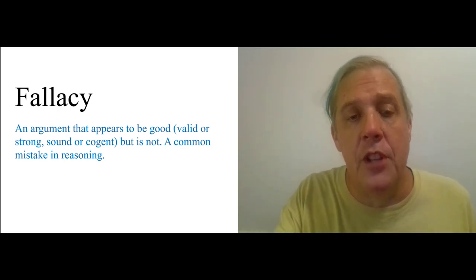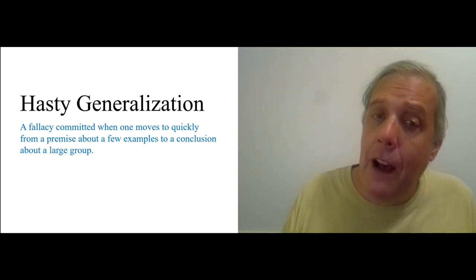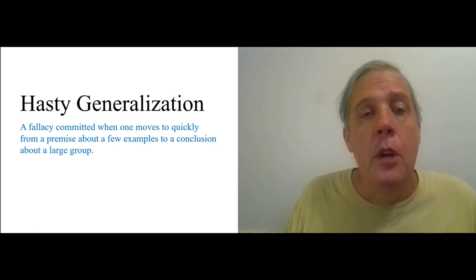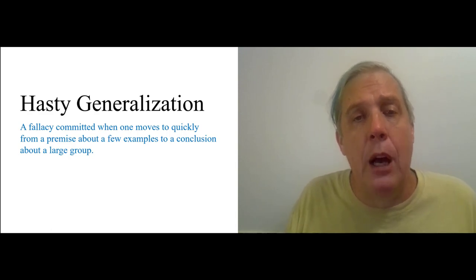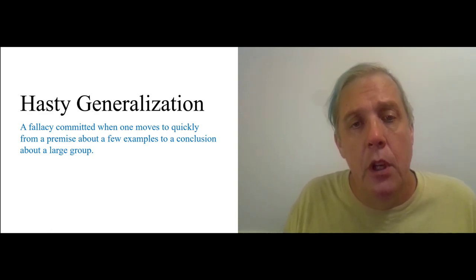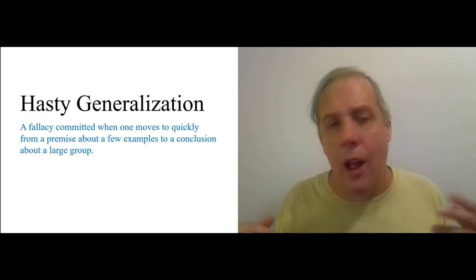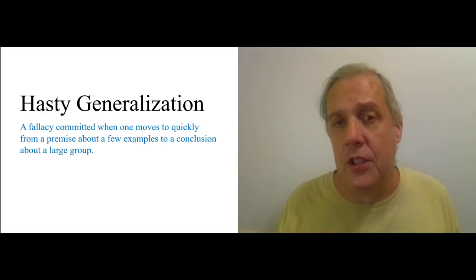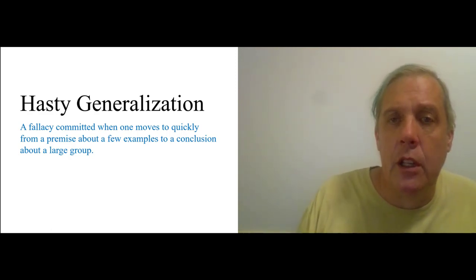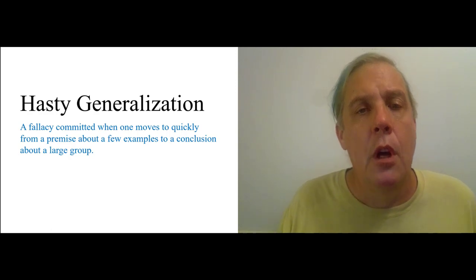So here's a simple example. Hasty generalization: a fallacy that is committed when one moves too quickly from a premise about a few individuals to a conclusion about a large group. And so that's an easy thing. You can see how people make that mistake all the time, and you can see why it's a fallacy. You can see why it's a mistake in reasoning. So that should be pretty straightforward.